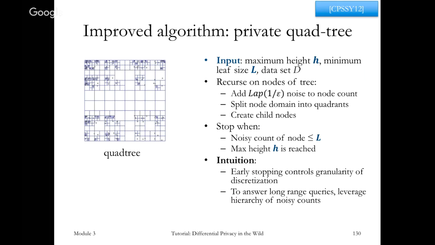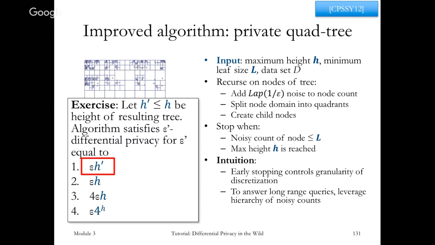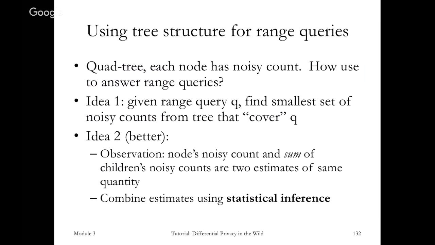And so the intuition behind this algorithm is, one, the early stopping is going to control the granularity of the discretization. So I'm only going to drill down into the data where there's a large count. If the count gets small, I'll stop drilling down, and I can summarize the data at that point. And then the other thing is this helps with range queries, because to answer long range queries, I can rely on some of those noisy counts that are higher up in the tree. So exactly how does that work?